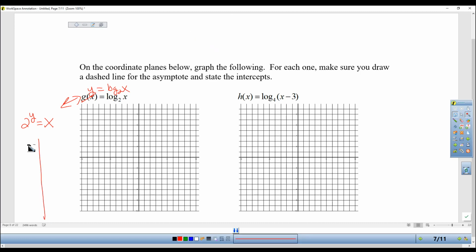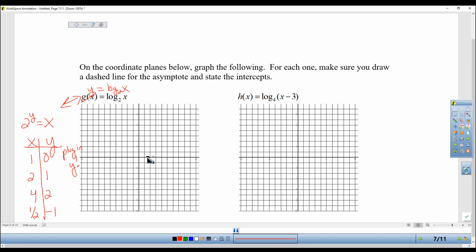So that's what I'm going to do. I'm going to make a table of points because I'm good at this, but you have to be careful. You're going to plug in for y. So when y is 0, 2 to the 0 is 1. When y is 1, 2 to the 1 is 2. Do you recognize these numbers? This is what we just did with exponential functions. 2 squared is 4. You could do a -1, but it's not going to be easy, right? 2 to the -1 is 1 over 2.